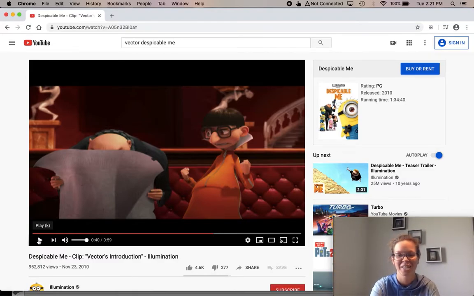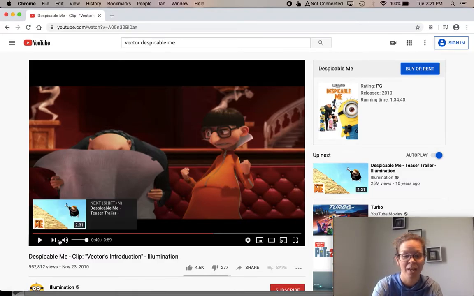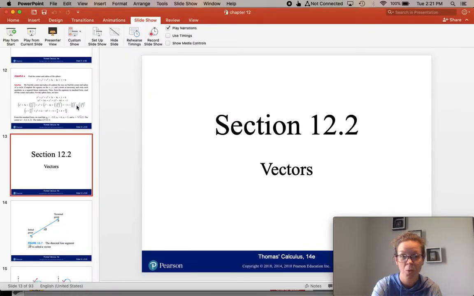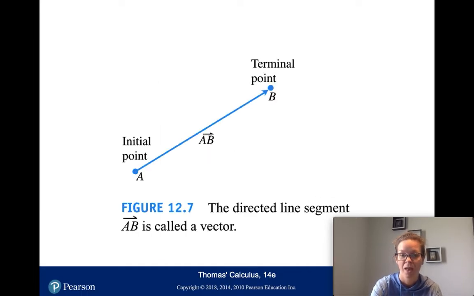All right, so that's Vector, and he is exactly right about what a vector is. A vector is a mathematical quantity that we represent by an arrow, and it has both direction and magnitude. So this is the directed line segment that goes from the initial point A to the terminal point B. There's an arrow there to show the direction from initial to terminal. So that's the direction. The magnitude is the length of the vector. So a vector has both length and direction.